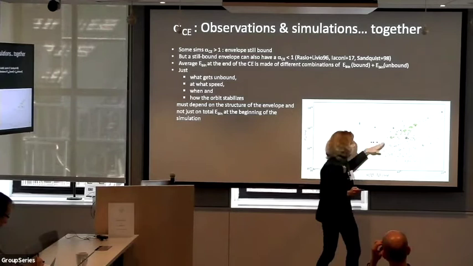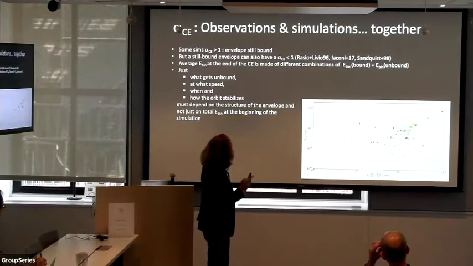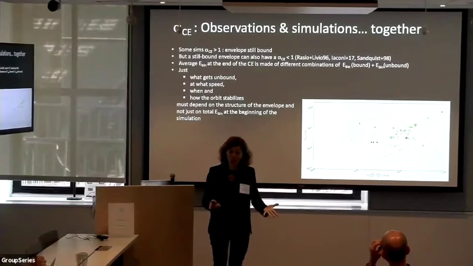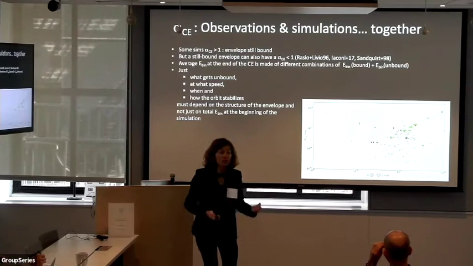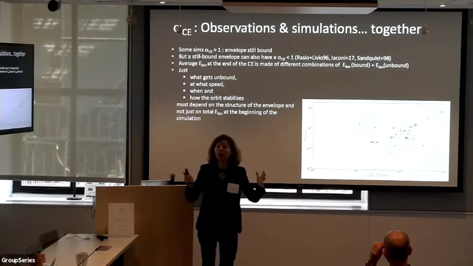And the reason is that the problem with this E binding is that we always look at the binding energy, which is an average binding energy of the whole envelope. However, that can be made up of, say, a bound part of the envelope and an unbound part of the envelope, where the unbound has positive energy and the bound has negative energy, and on average, you have an unbound envelope. So this just highlights the problem that this equation does not very much represent what's going on in the simulations.